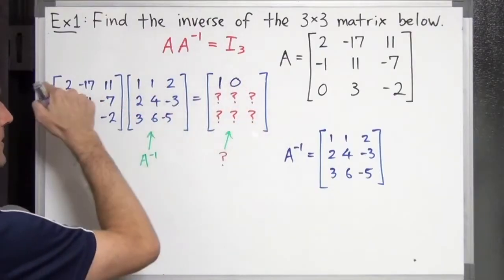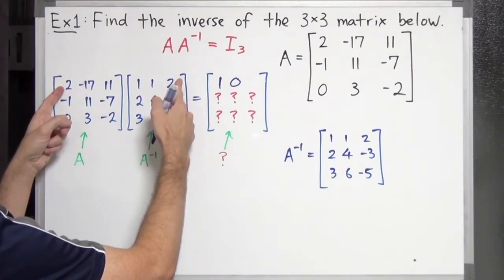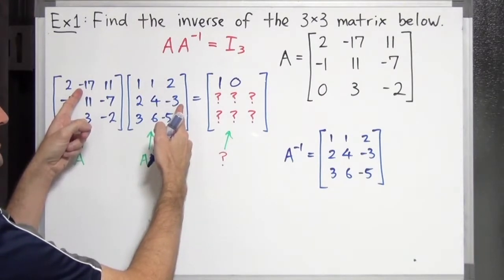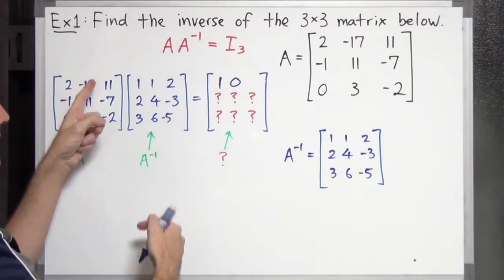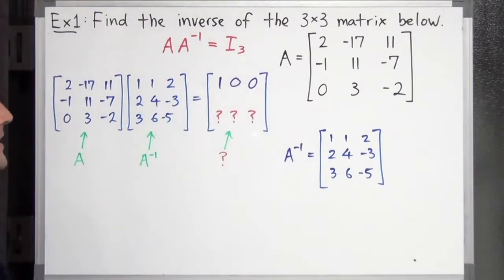So the final entry here, top row and back column here. 2 times 2 is 4. Negative 17 times negative 3 is positive 51. 4 plus 51 is 55. 11 times negative 5 is negative 55. That gives 0. Okay, the next one.